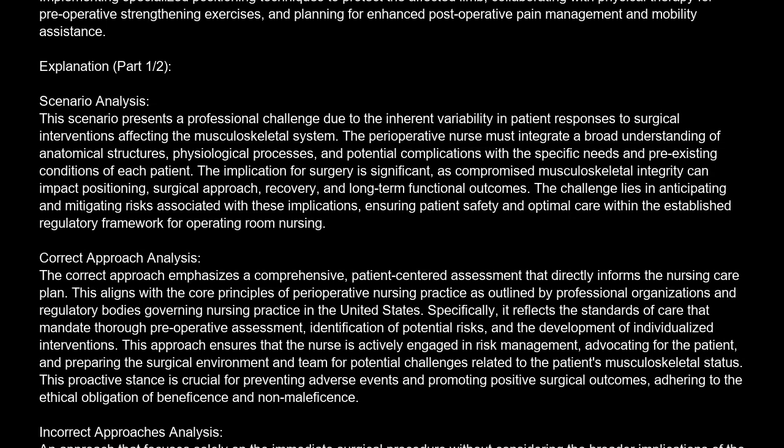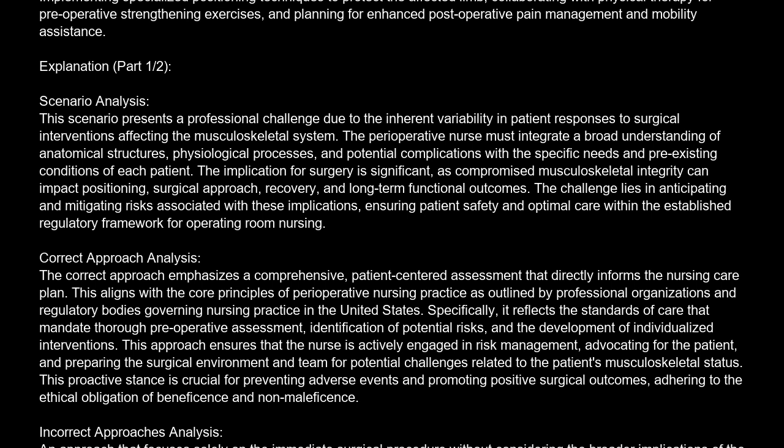The correct answer is C. Implementing specialized positioning techniques to protect the affected limb, collaborating with physical therapy for preoperative strengthening exercises, and planning for enhanced postoperative pain management and mobility assistance. Explanation. Scenario analysis. This scenario presents a professional challenge due to the inherent variability in patient responses to surgical interventions affecting the musculoskeletal system. The perioperative nurse must integrate a broad understanding of anatomical structures, physiological processes, and potential complications with the specific needs and pre-existing conditions of each patient.